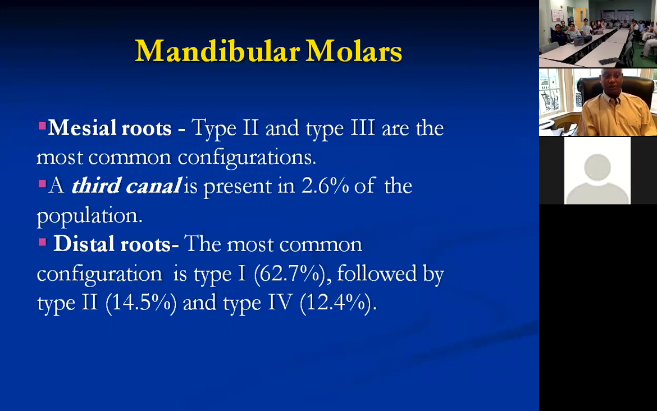In distal roots, the most common configuration is a type 1. A lot of times, 62%, there's just one canal in the distal root. But there may be some apical deltas in the apical third of that distal root. Then it's followed by type 2 configuration, which is 14.5%. And then type 4, that's a Weine type 4, which is where it starts off as one canal and it bifurcates. And that happens 12% of the time on that distal root.